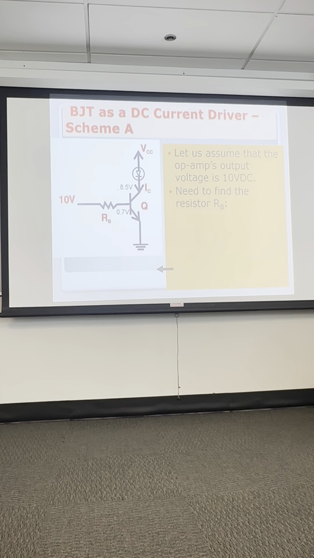Why do we have 8.5 volts on the collector? VCC minus the voltage drop over the diode. The LED voltage drop is 1.5 volts, so that's going to limit the collector voltage to 8.5 volts. And assume base emitter is 0.7. The emitter is grounded, so we can get that. And then the lower part here, the collector voltage is 10 minus the LED turn on 1.5, which is 8.5 volts.